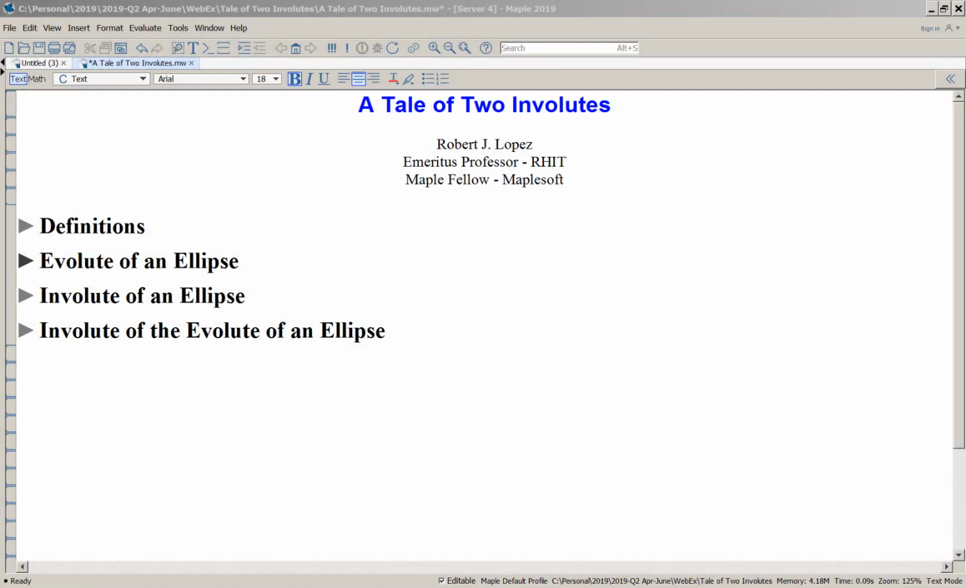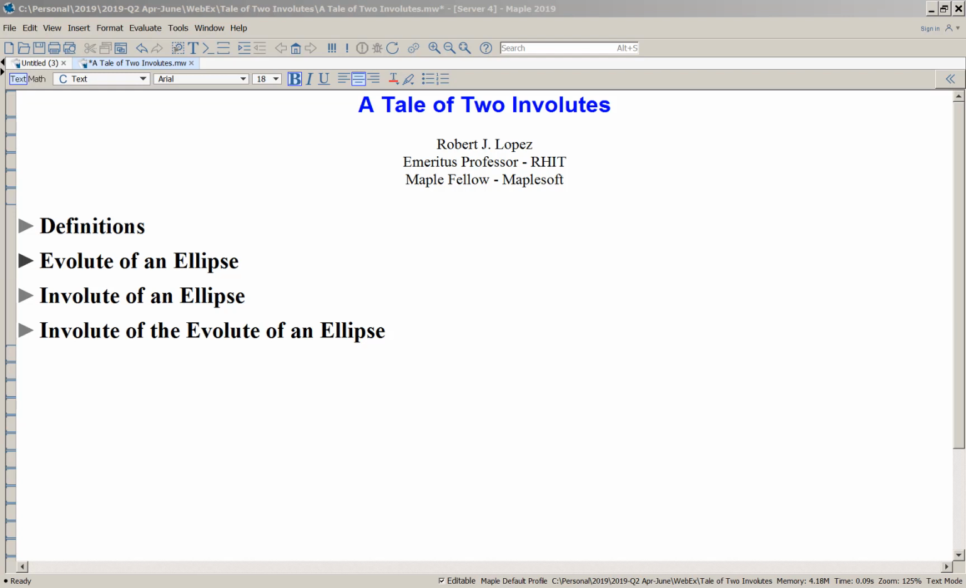Tale of Two Involutes. I wanted to see if the involute of an evolute was the original curve. Well, okay, so we need to see what an evolute is, then what an involute is, and then take the involute of an evolute, and I use an ellipse for my experiments. Now, an evolute is a unique curve that has a transparent geometric and analytic interpretation.